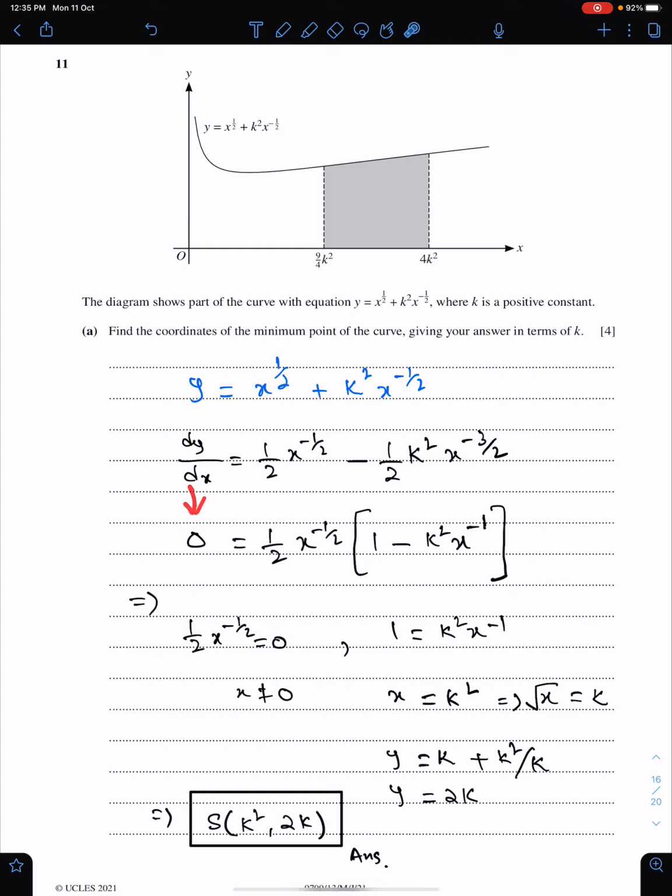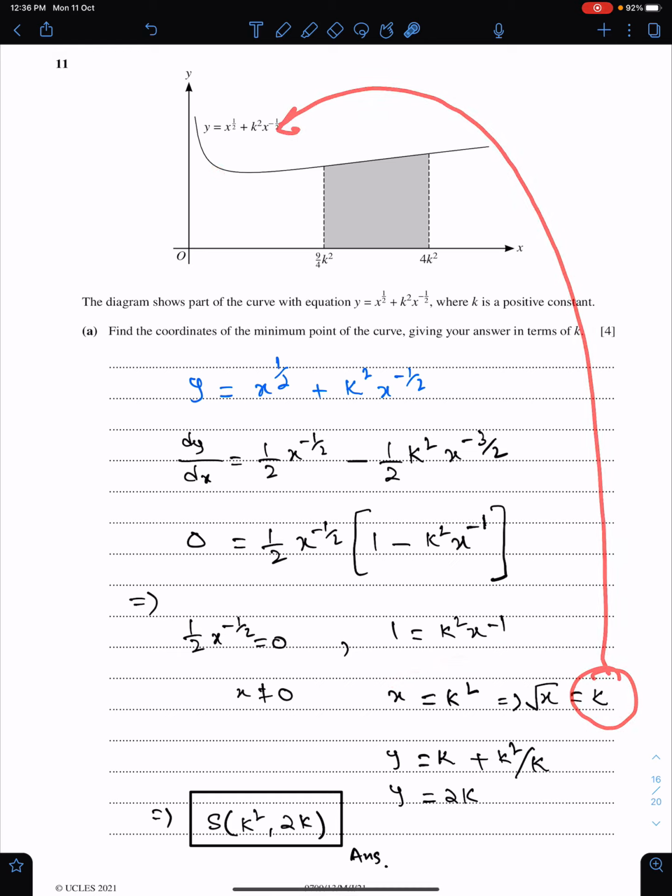Now you have to equate the gradient to 0. When you take 1/2 x^(-1/2) common, you get this thing, so either this is equal to 0 or this is equal to 0. This is not possible because at this point x is not 0. So when you solve this equation, you get the value of x. The x coordinate of this turning point, this minimum point, is k^2. By substituting this here, we get the y coordinate, which is 2k. So the coordinates of the stationary point are (k^2, 2k).